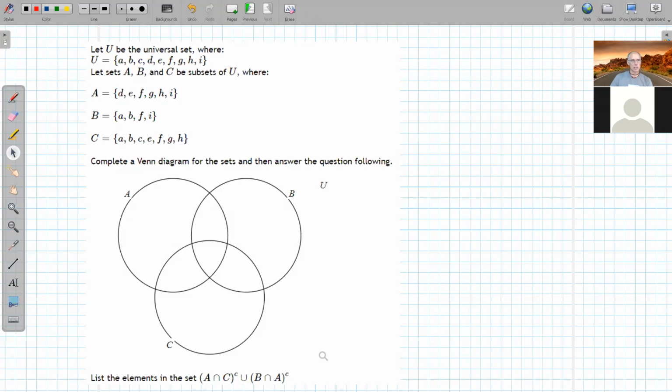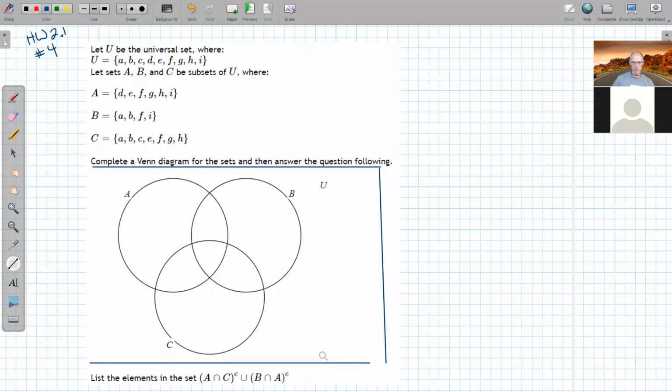All right, so this is homework 2-1, number 4. So I'm given a universe. The universe would be drawing a big box around this. It's not quite a box, but at least it's got 4 sides.